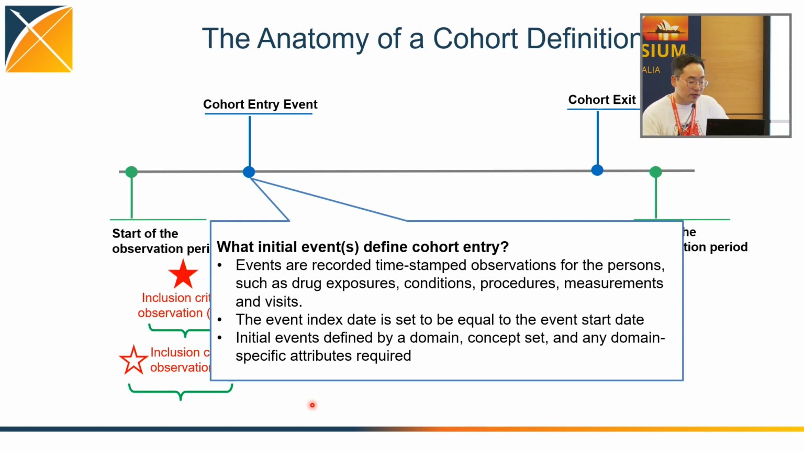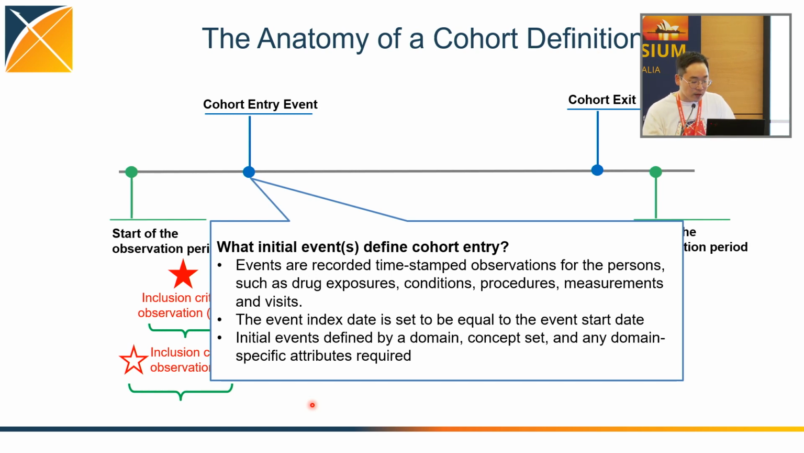So what are the initial event definitions? The initial events, again, are the most important thing in defining cohorts. These are events recorded with a timestamp for persons, such as drug exposures, conditions, procedures, measurements, and visits. The date of the event will be the starting point of this cohort. So that's why it's important.